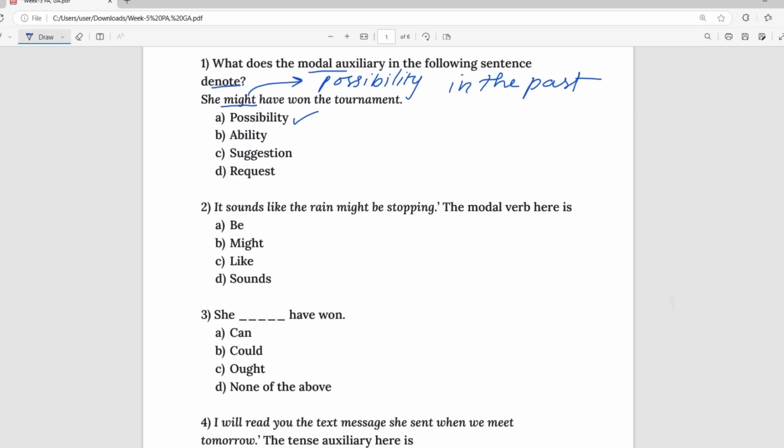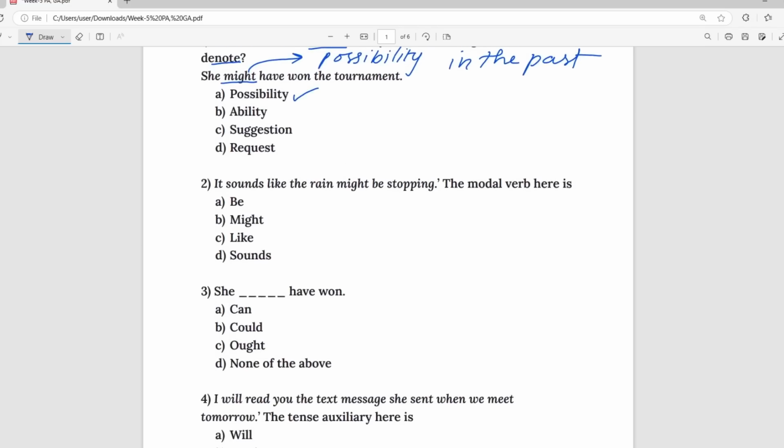Option A. And the second question, it sounds like that rain might be stopping. They're asking the modal verb here. Obviously the answer is might. What is a modal verb? It is a helping verb that expresses possibility, ability, permission, necessity or obligation. Here might is the modal verb because it is indicating possibility. What possibility? That the rain may stop soon.